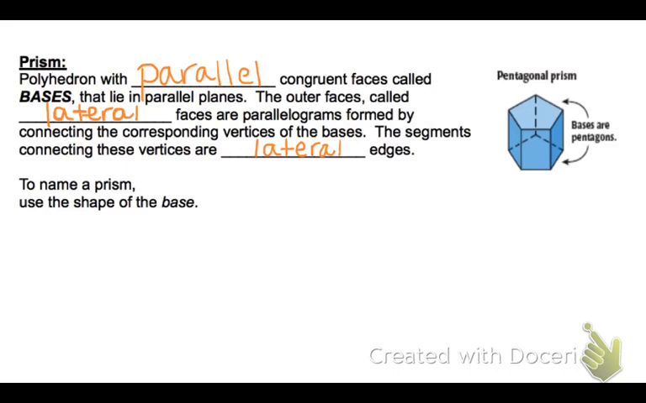To name a prism, you use the shape of the base. So if you look to the right, we have a pentagonal prism. The two parallel faces are pentagons, which is why we call it a pentagonal prism. And then you see here, I've shaded the lateral face and a lateral edge. So we have 5 lateral faces and 5 lateral edges in the pentagonal prism.